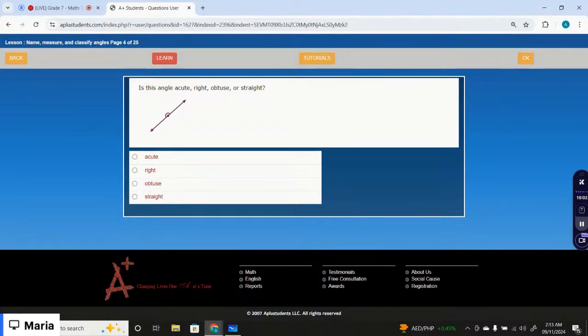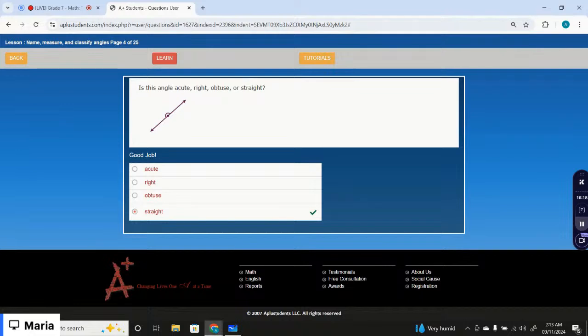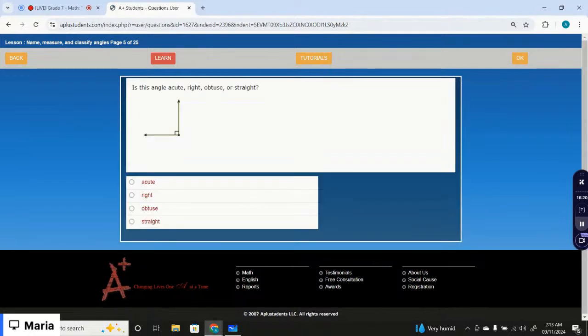Is this angle acute, right, obtuse, or straight? That is the straight angle, right? So the correct option is straight. Is this angle acute, right, obtuse, or straight?